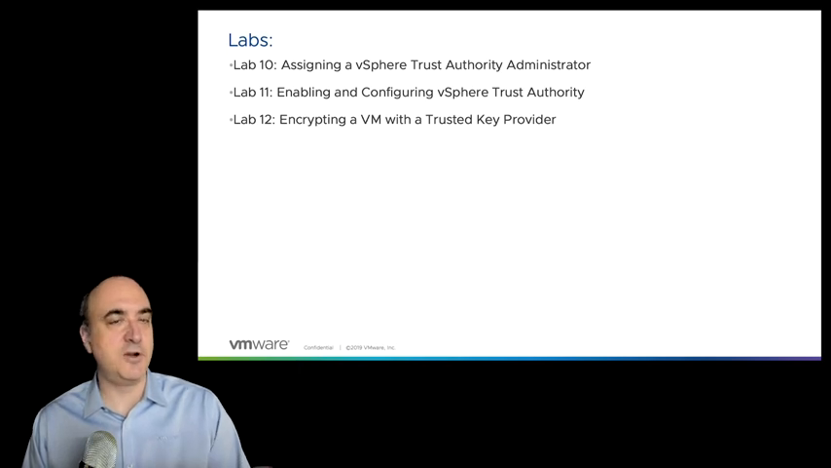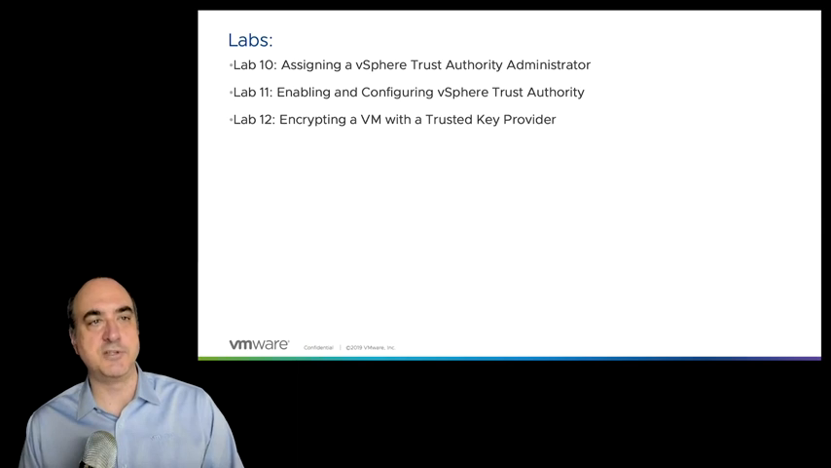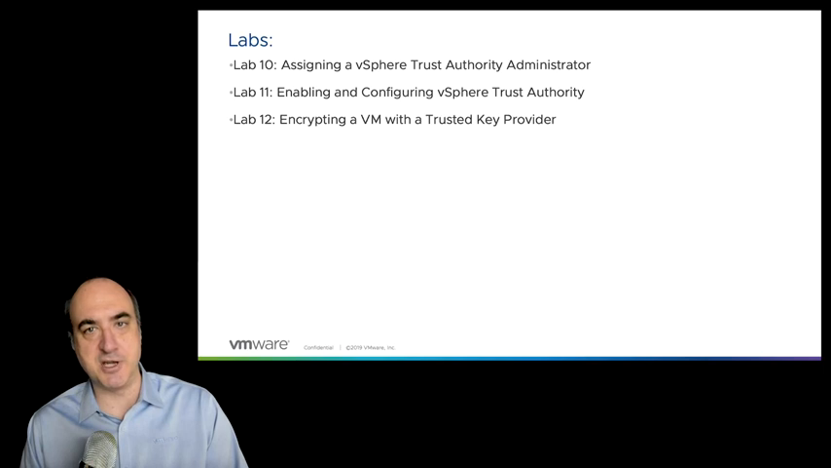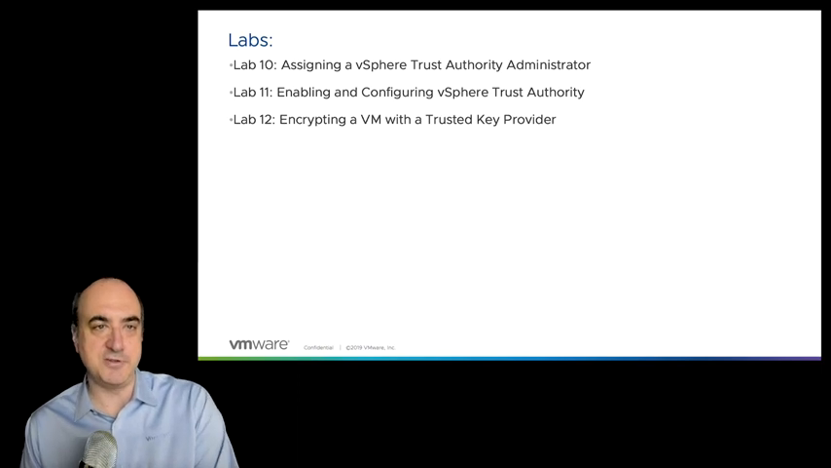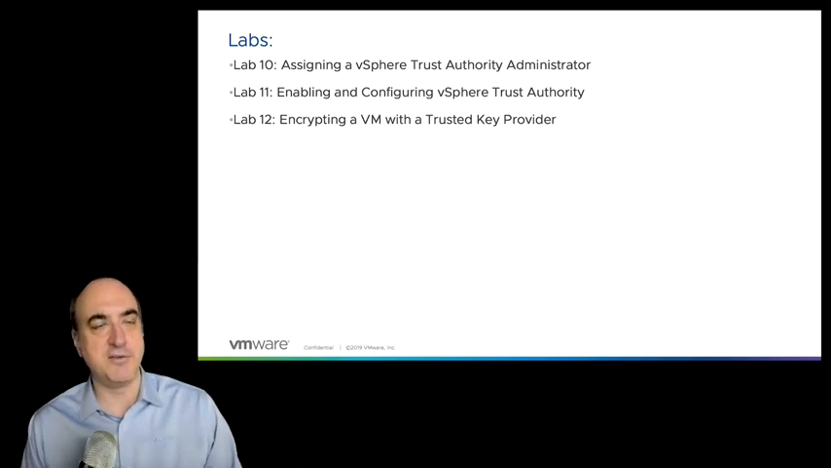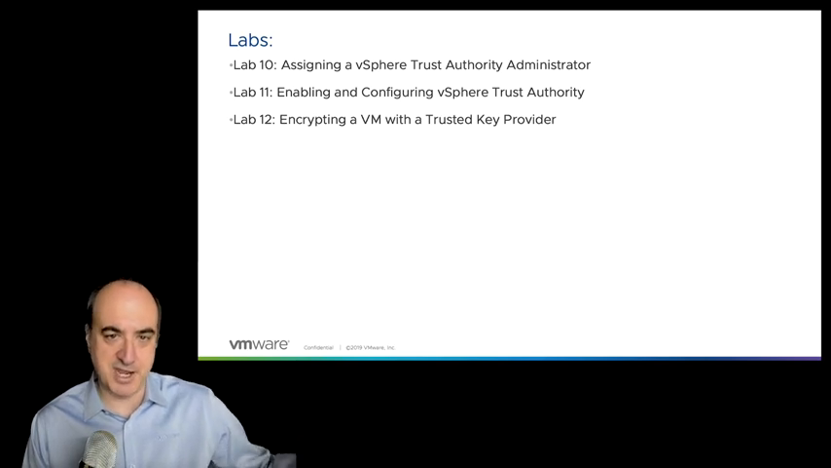So, like I said, you're going to do 3 labs here. Lab number 10, you're going to essentially set up the environment for this, right? Like I said, you're going to need to rename some things around. Actually, I take that back. In Lab 10, all you're doing is setting up a user permission on both vCenter servers. That's what you're going to do first, right? You're going to set up the Trust Authority admin role and have a user get assigned that role.